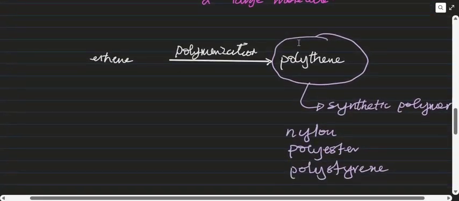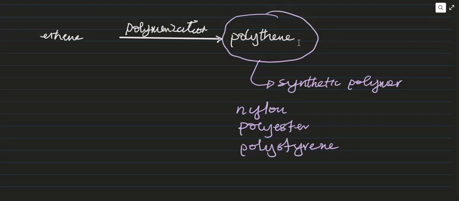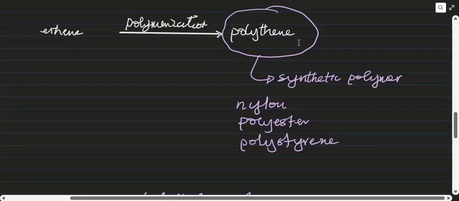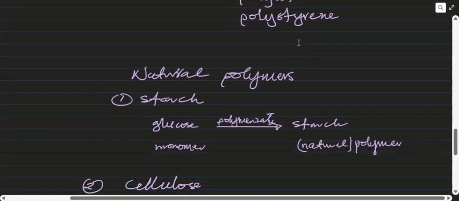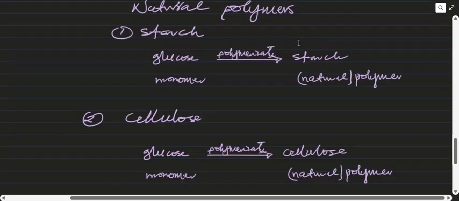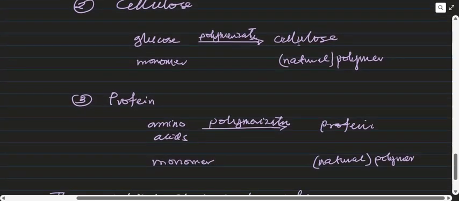And then we looked at other examples of polymers, which are nylon, polyester, polystyrene. Together with polyethene, they are examples of synthetic polymers, that is, polymers that are made in the laboratory. And this brings us to natural polymers, which are polymers that are found in nature. An example is starch. Starch is a polymer that is made from glucose. Glucose is the monomer, while cellulose is another polymer that is made from glucose. And we have protein, and the monomers of protein are amino acids.